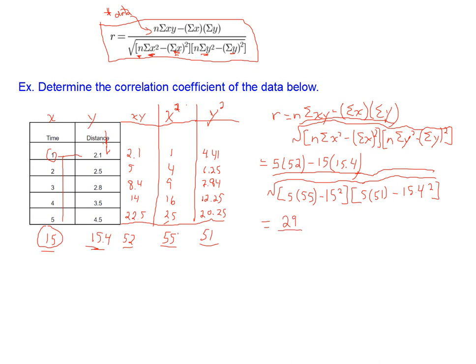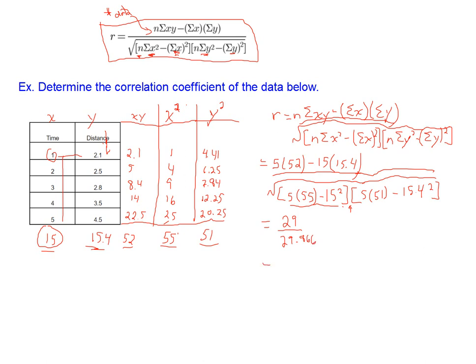And then I will evaluate the second part in the calculator as well. I'll even do the square root. We'll do it all in one go. So I'm going to type in the square root of bracket 5 times 55 minus 15 squared, and then close the bracket, times, don't forget there's multiplication in here, and then I'll just multiply by 5 times 51 minus 15.4 squared. When I do that, I get 29.866 with a bunch of other stuff, but you can get the idea here.